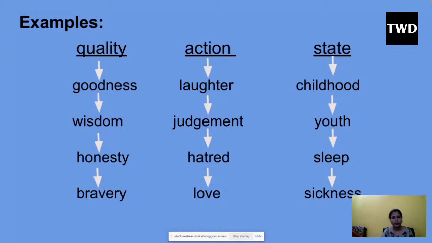Honesty. If somebody is honest, we can sense it. But what is honesty here? We cannot sense. Bravery. Again, here, the same thing. If somebody is brave, we can see whether the person is brave or not. But on the other hand, what is bravery? Do we know that? Have we sensed that?